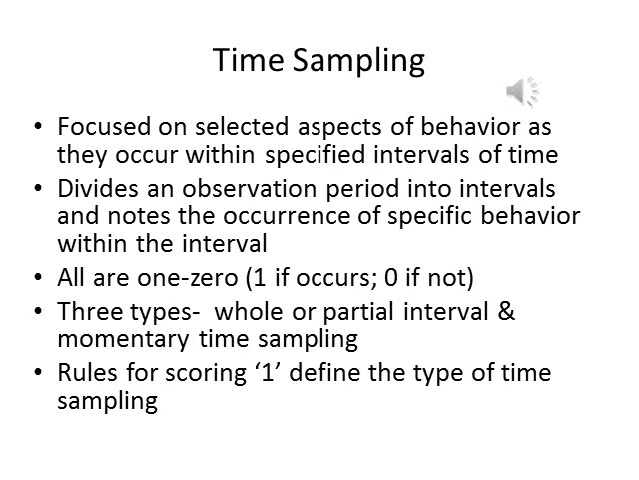And how we define the presence depends on the type of time sampling that we're using. There are three types of time sampling: whole interval, partial interval, and momentary time sampling. They all involve dividing up an observational period into smaller intervals and then sampling whether or not, by some definition, the behavior occurs in each of those intervals. These are all called 1-0 systems. We score 1 if they occur. We don't score anything if they don't occur. It's the rules for scoring 1 that define the type of time sampling.